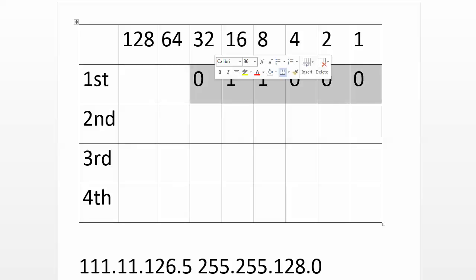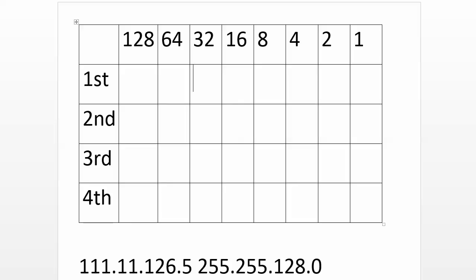What is 255.255.128.0? It is 17. The first octet is all ones. The second octet is all ones. So that's 16 right there. And then 128 is, of course, your first value in the very next octet, the third one. So that is 1 bit. So you have a total of 17 bits. So this is a /17.